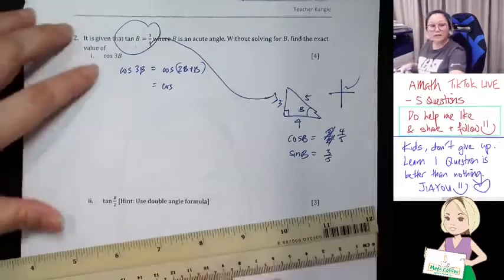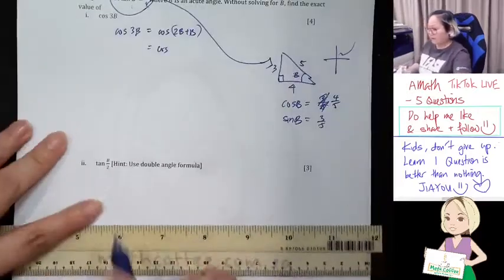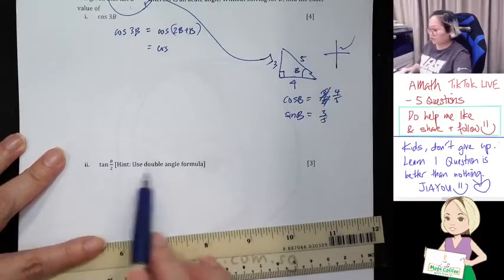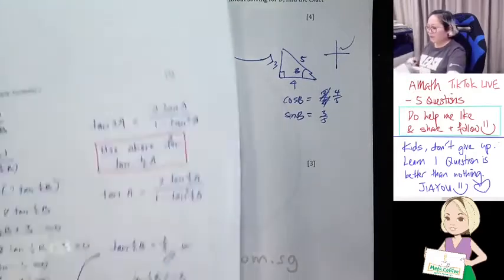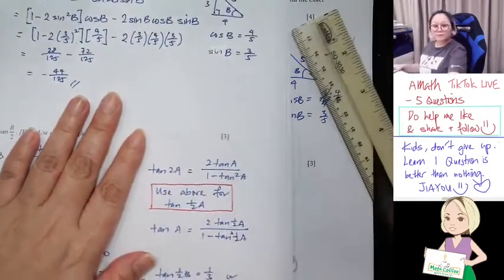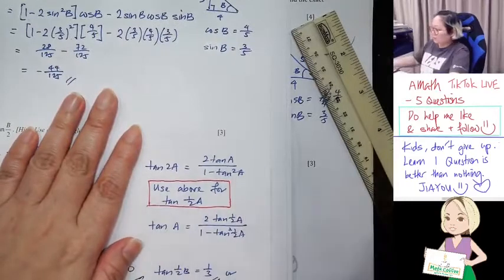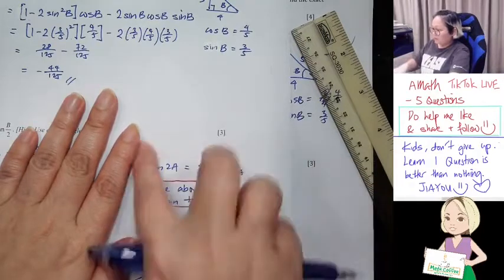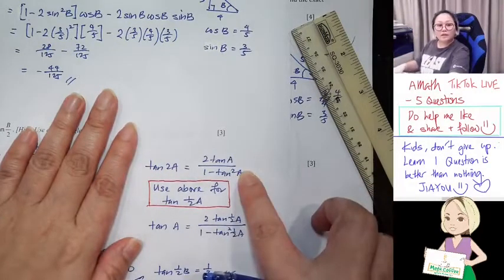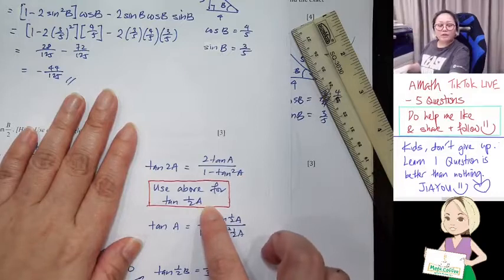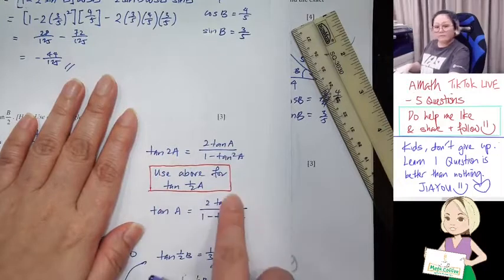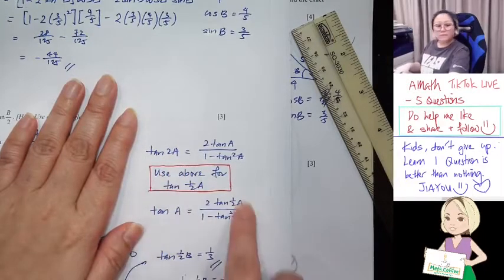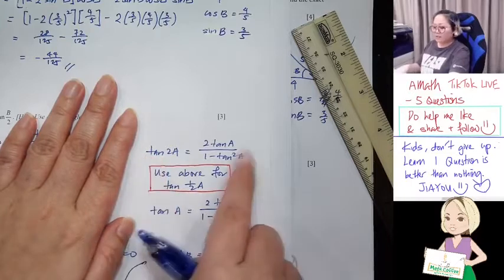Okay, so now let's take a look at this tangent half B. Every time they write B over 2, actually it's just half B. So actually this question is very good. It tells you that you can use the double angle formula. So over here, see here, this is the formula that was given on the formula sheet. I mentioned here, use above for the tangent half A. So what you do is, 2A changes to A, A changes to half A. Double angle means that the angle on the left is always double the one on the right hand side.